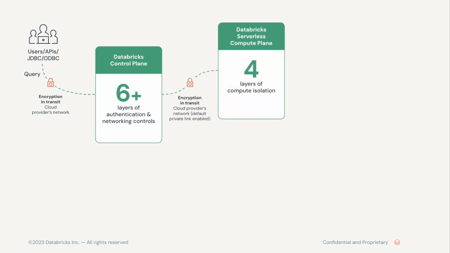As the query reaches the serverless compute plane, again through encrypted traffic, we leverage cloud-native private link services by default in our serverless offering to further mitigate any risk of data leakage. In the compute layer itself, Databricks employs 4 levels of compute isolation to manage data, network, and process security for all of our customers who are using the serverless service.